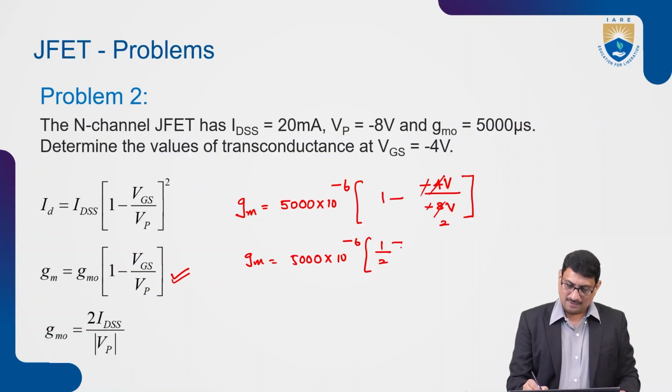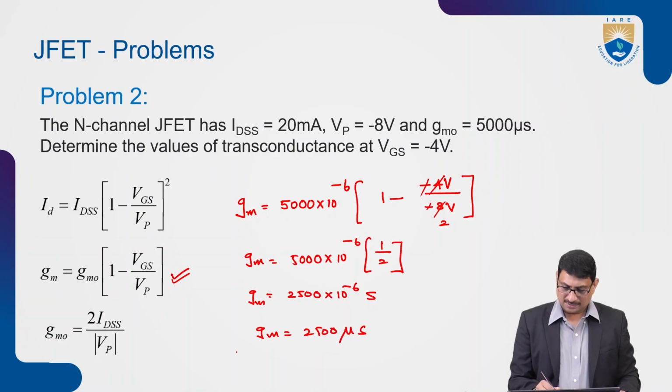Which is nothing but half, or GM equal to half of 5000 into 10 power minus 6 Siemens, which is 2500 into 10 power minus 6 Siemens, or GM equal to 2500 micro Siemens. This is how we can calculate.